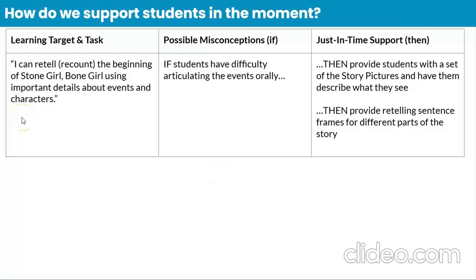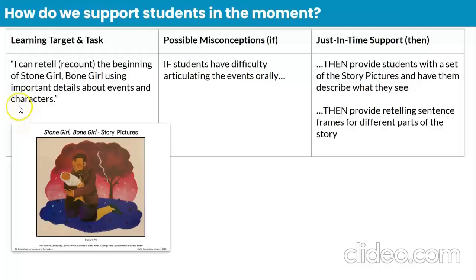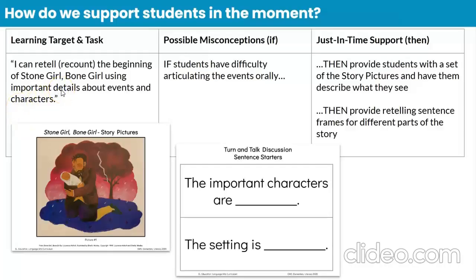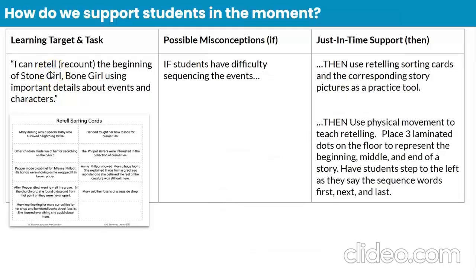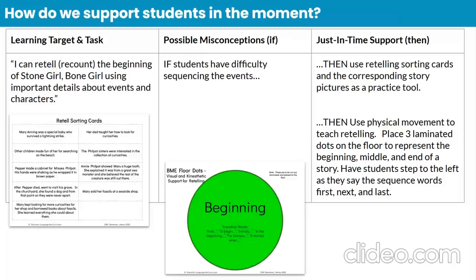If students have difficulty articulating the events orally, then provide students with a set of the story pictures and have them describe what they see. Or provide retelling sentence frames for different parts of the story. If students have difficulty sequencing the events when recounting, then use retelling sorting cards and the corresponding story pictures as a practice tool. Or use physical movement to teach retelling. You can place 3 laminated dots on the floor to represent beginning, middle, and end. Have students step to the left as they sequence using the words first, next, and last.